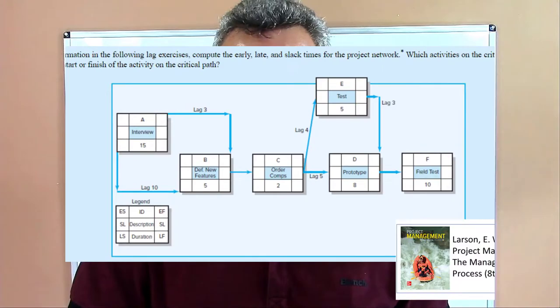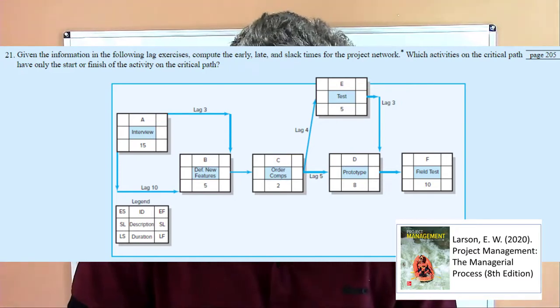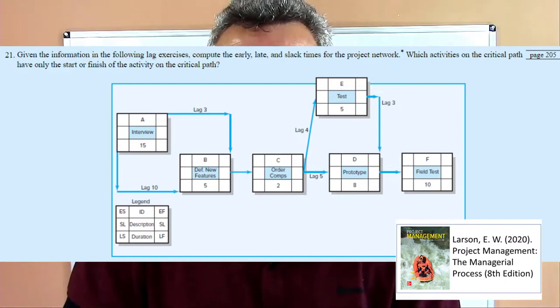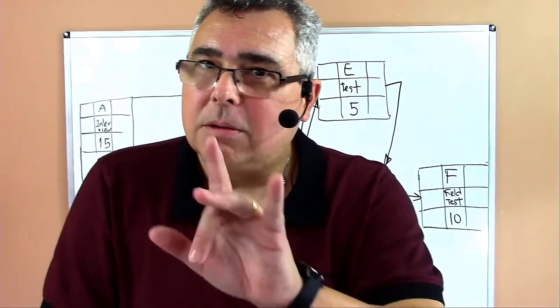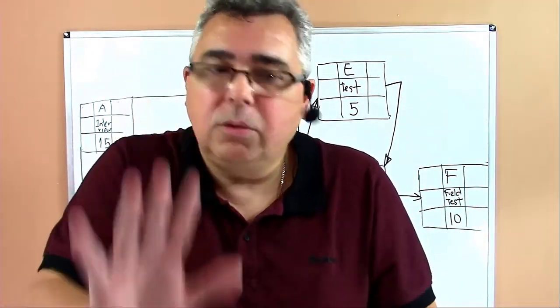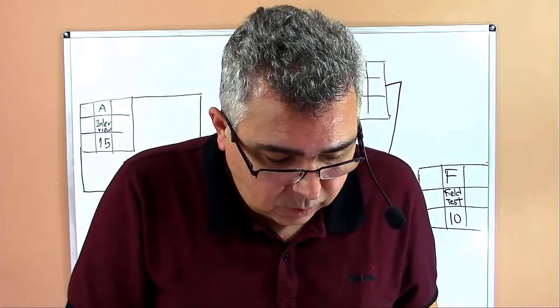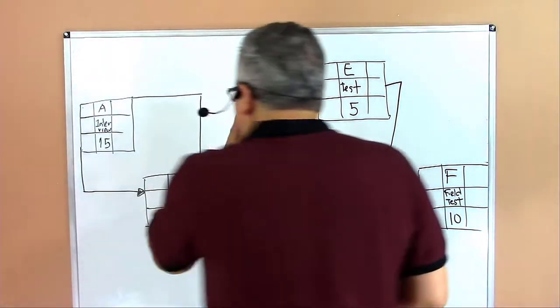What is exercise 21? Given the information in the following lags exercise, compute the early, late, and slack times for the project network. Which activities on the critical path have only the start or finish of the activity on the critical path? So that's a strange question, but then you'll see why we have that question on the exercise. So let's start computing times.